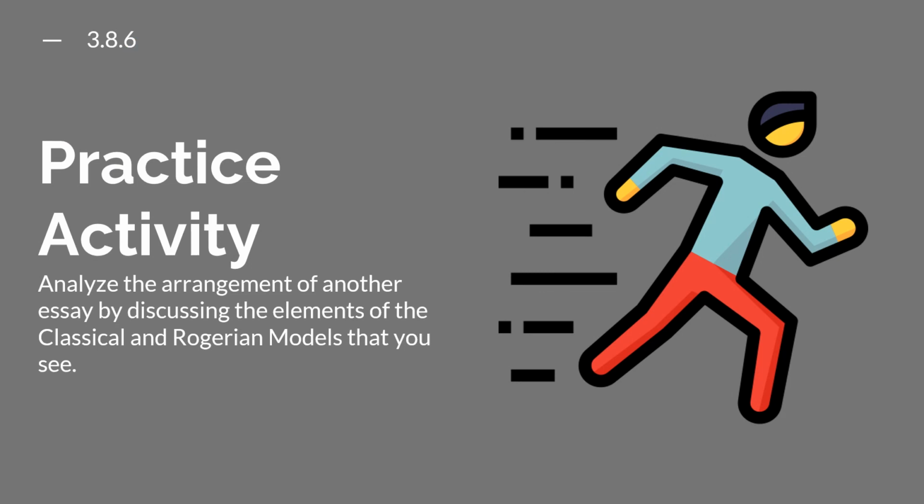All right, go and move on now to the practice activity at the end of the lesson, where you're going to be analyzing the arrangement of another text by discussing the elements of the classical and the Rogerian models that you see in that text. When you're finished with this practice activity, you're finished with the lesson.